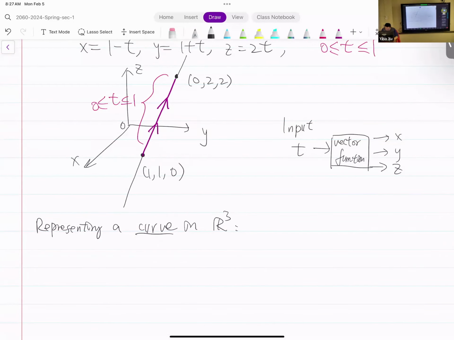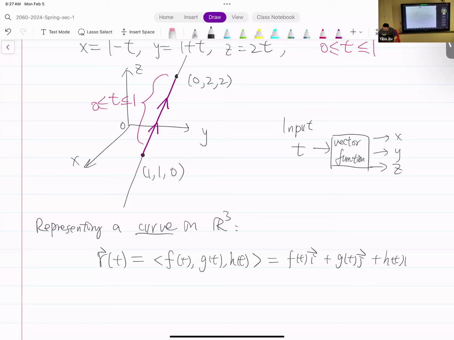So when we write a vector function, it's just going to be called R. And then basically it's going to be in angled brackets of f of t, g of t, and h of t. So we have 3 component functions in the variable t, and also you can write it as f of t i plus g of t j plus h of t k.